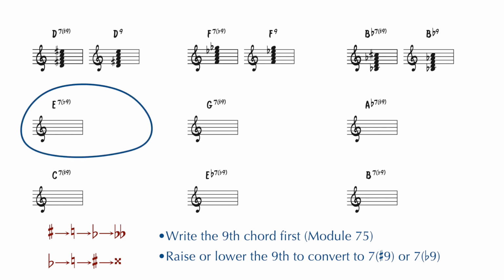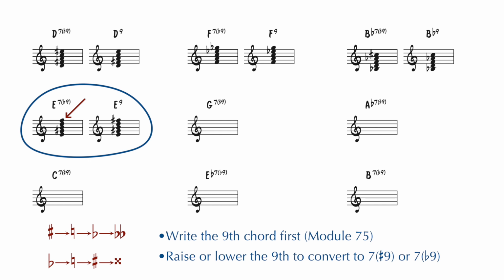Number 4, E7 flat 9. First write an E9 chord. That's going to be E, G sharp, B, D, F sharp. This is a flat 9 chord, so we're going to lower the ninth. The ninth is F sharp, becomes F natural, or just F. And now we have E, G sharp, B, D, and F.